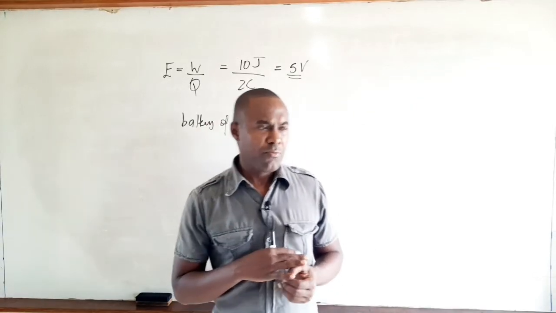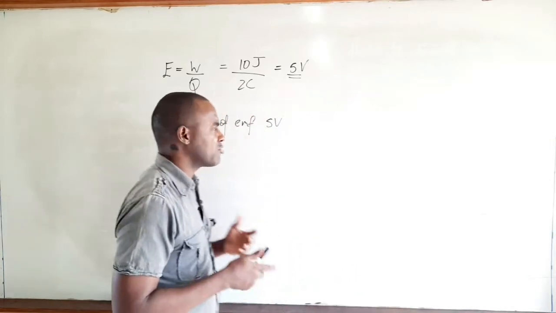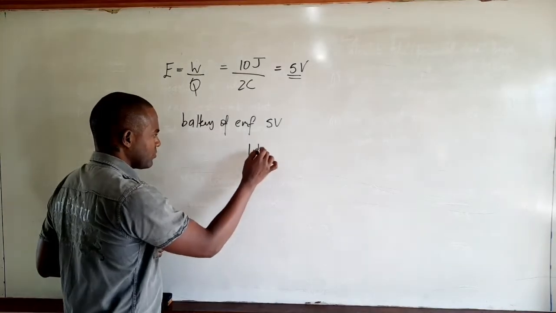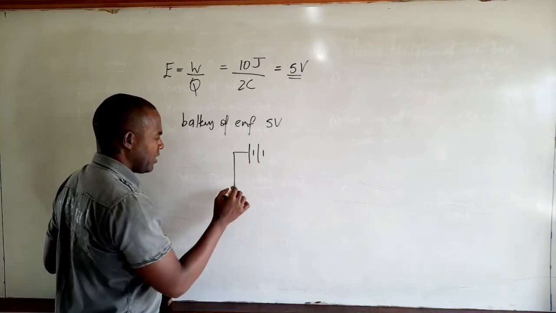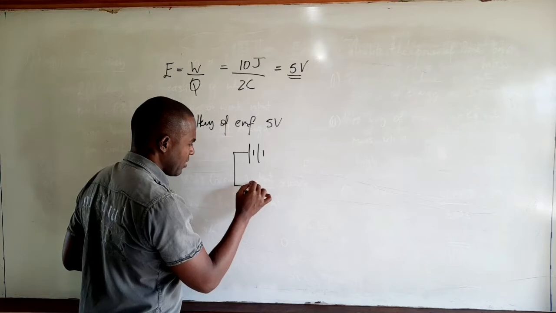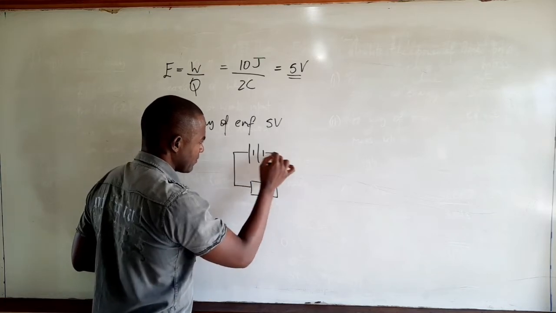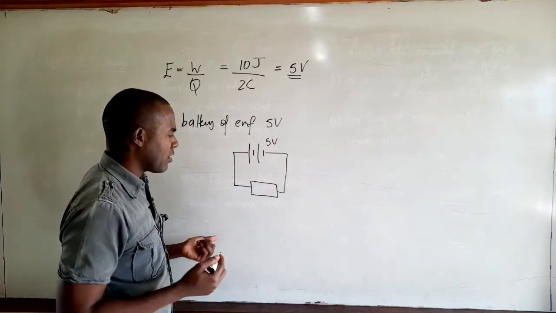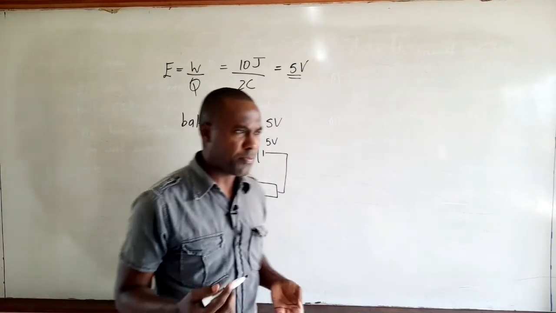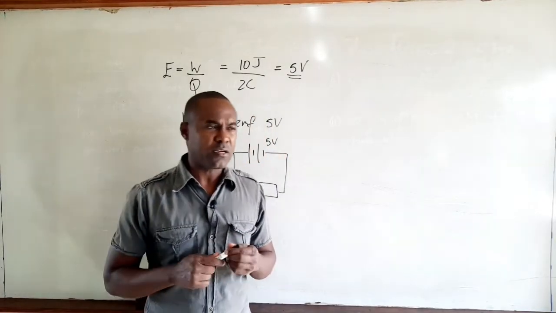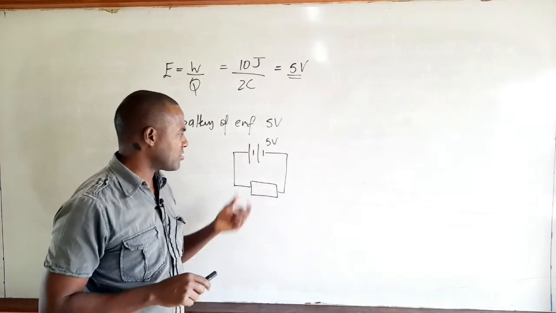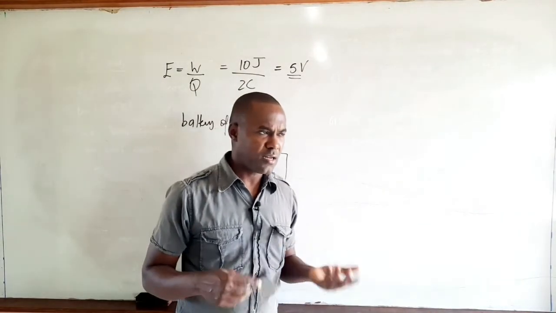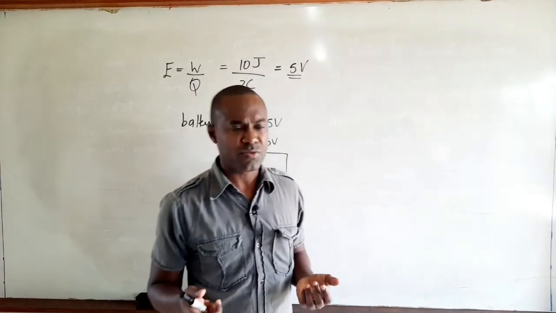If we have a battery in a circuit, for instance, that is driving a current through a device, say a resistor, so if this is a 5-volt battery driving a current through a resistor or a lamp, then if we connect a voltmeter across the battery, it will not give 5 volts. It will give a value which is less than 5 volts.